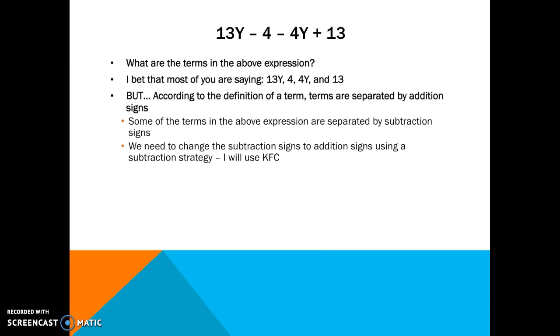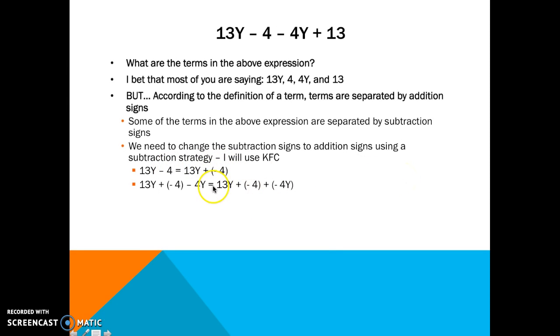Some of the terms in the above expression are separated by subtraction signs. So for example, 13y minus 4 and then 4 minus 4y. So we need to use a subtraction strategy to change these subtraction signs to addition signs. I'm going to use the KFC or keep, flip, change strategy. So if I want to change 13y minus 4 to an addition problem, I'm going to keep my 13y, flip my subtraction sign to an addition sign, and then change 4 to negative 4.